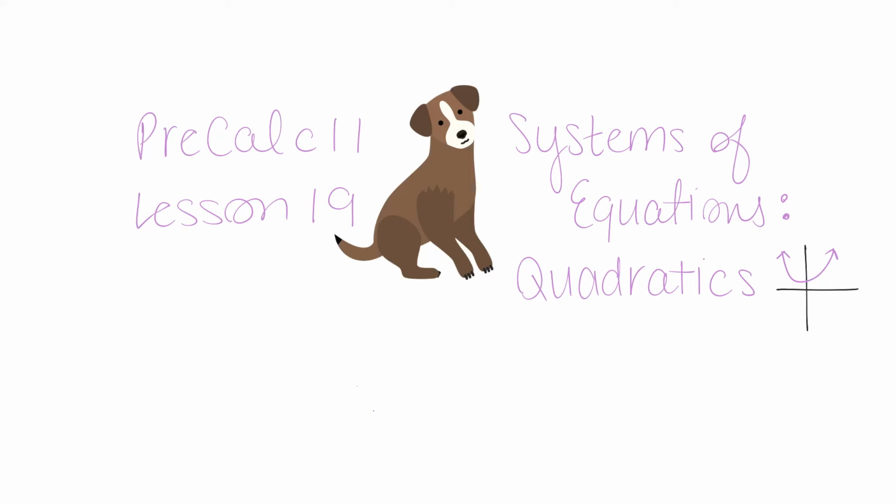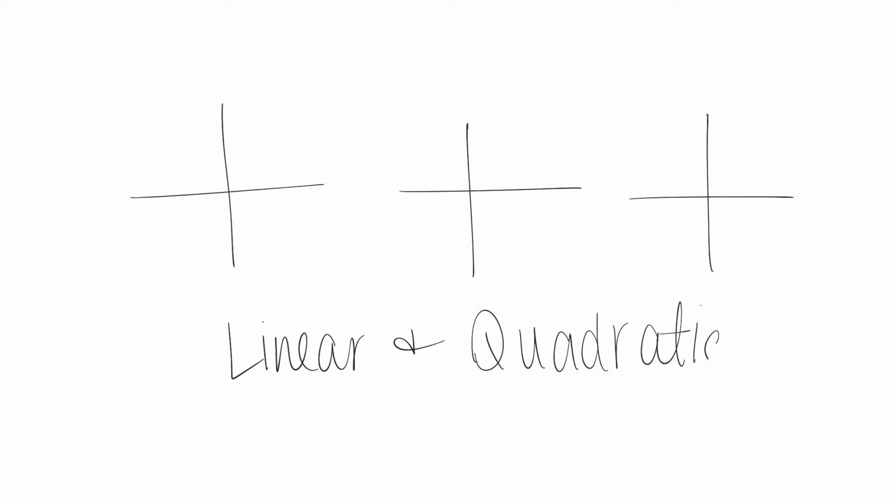Hello. Okay, today we're going to talk about systems of equations again, but this time we're going to throw quadratics in the mix. There are essentially three different outcomes because we're going to look at linear and quadratic. We could do quadratic and quadratic, but let's not be too crazy. So today we're going to look at linear, which is a straight line, mixed with quadratic. There are three outcomes we could have in this.